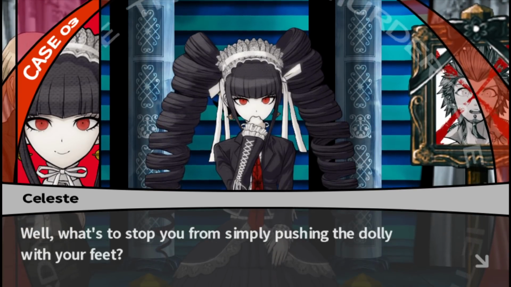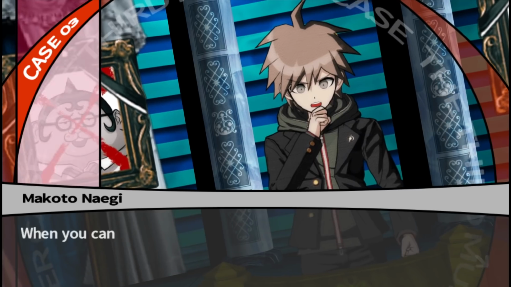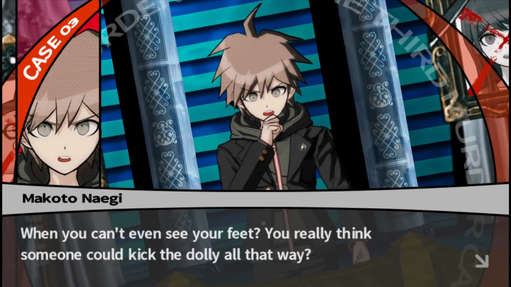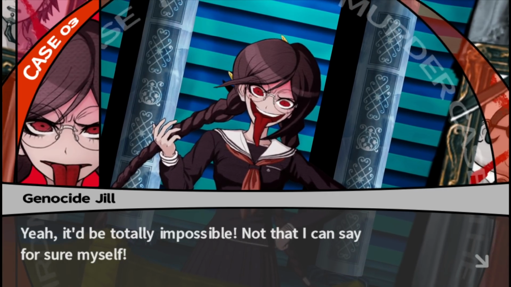Well, what's to stop you from simply pushing the dolly with your feet? I thought that too, but you can't even see your feet. You really think someone could kick the dolly all that way? Yeah, it'd be totally impossible. Not that I can say for sure myself.